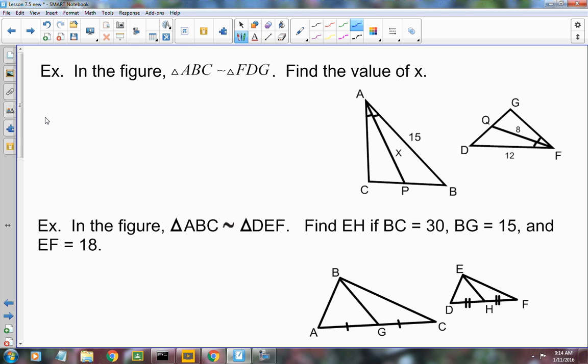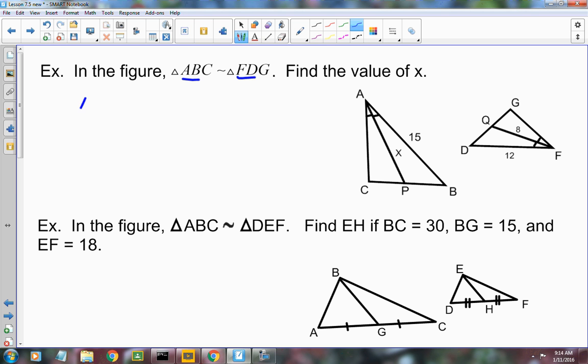In the figure, triangle ABC is similar to triangle FDG. Find the value of x. Okay, what are these two things right here? This x and this, or AP and FQ. They're angle bisectors, right? And we said that they were proportional to a pair of corresponding sides. Do these two sides correspond, the 15 and the 12? Okay, we can look at our similarity statement. 15 is AB and 12 is FD. So yes, they do correspond, right? So we know that those angle bisectors are proportional to those corresponding sides.